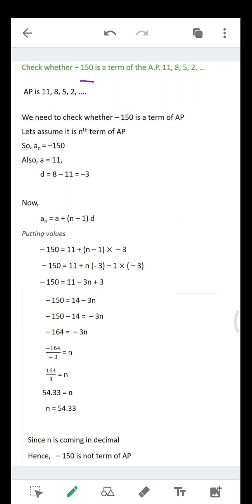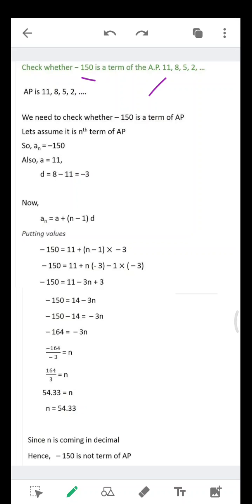He is asking to check whether minus 150 is a term of the series or not. So again I am using the same formula. an is minus 150 here. We don't know whether minus 150 is a term or not, so we'll imagine an is minus 150. A is 11 here and d is 8 minus 11, that is minus 3. So we should find a and d value, again applying the same formula: an is equal to a plus n minus 1 into d. You can observe from the fourth question I am using the same formula, same procedure.